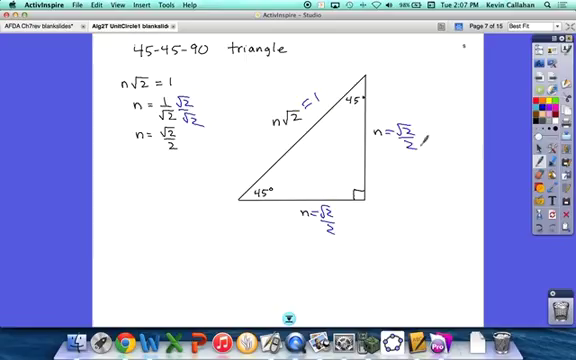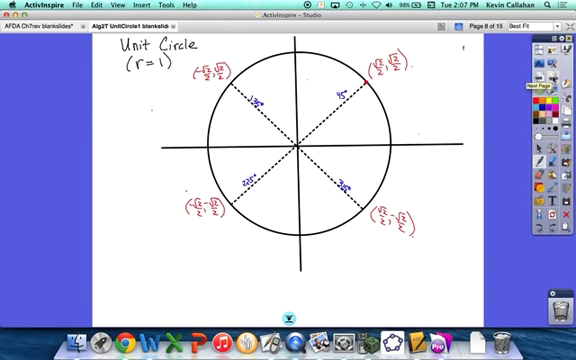Now, when I take this special right triangle, 45, 45, 90, and I place it on the unit circle, this becomes the x-coordinate. That becomes the y-coordinate. Right, so at this point right here, at 45 degrees, you can fill that in now. 45 degrees, root 2 over 2, root 2 over 2.